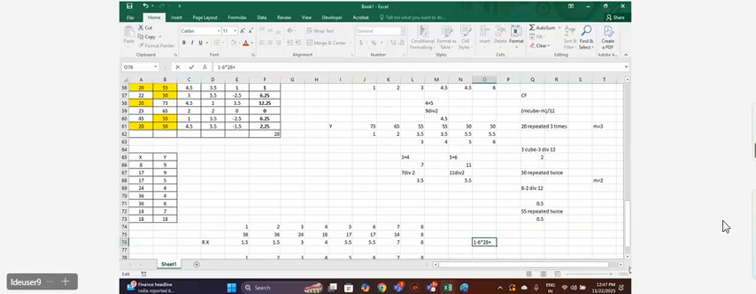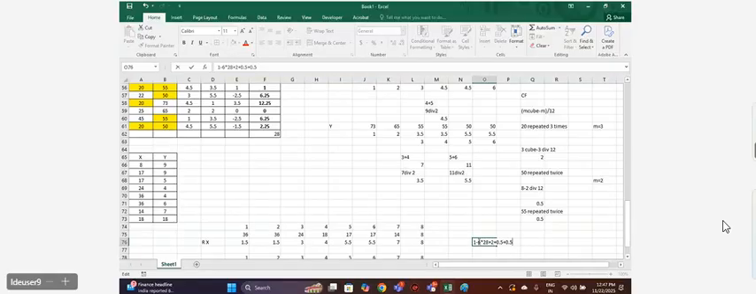So the correction factor is 2. Again, plus, 50 is repeated twice in Y. So what is the correction factor? 0.5. Again, in Y, 55 is repeated twice. So what is the correction factor? Plus 0.5. So you need to add everything.